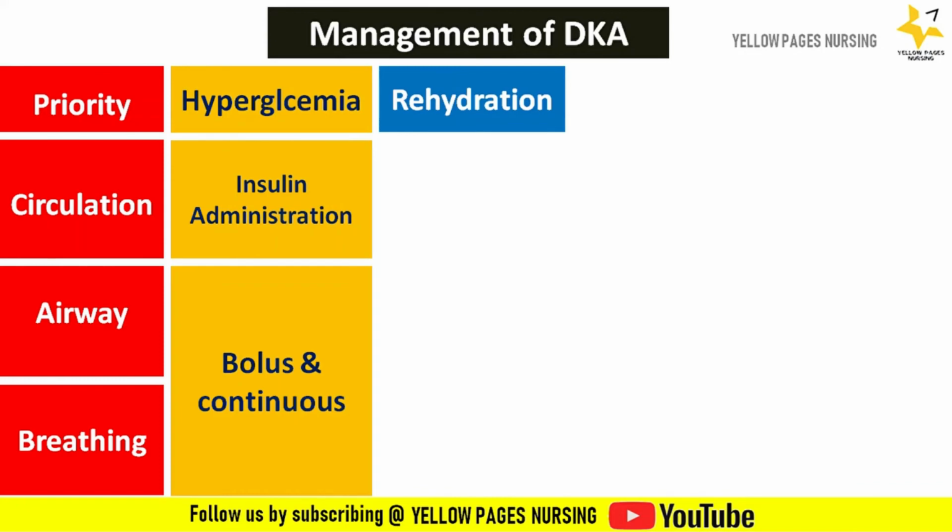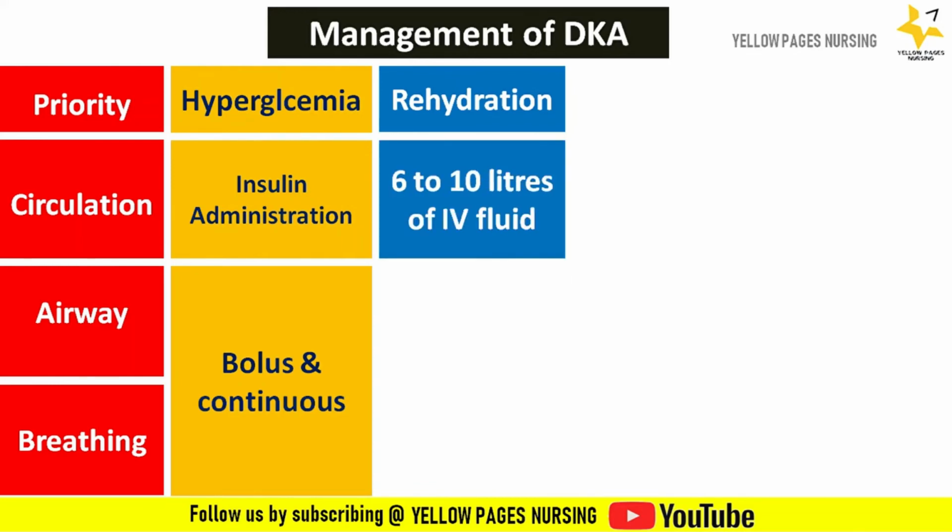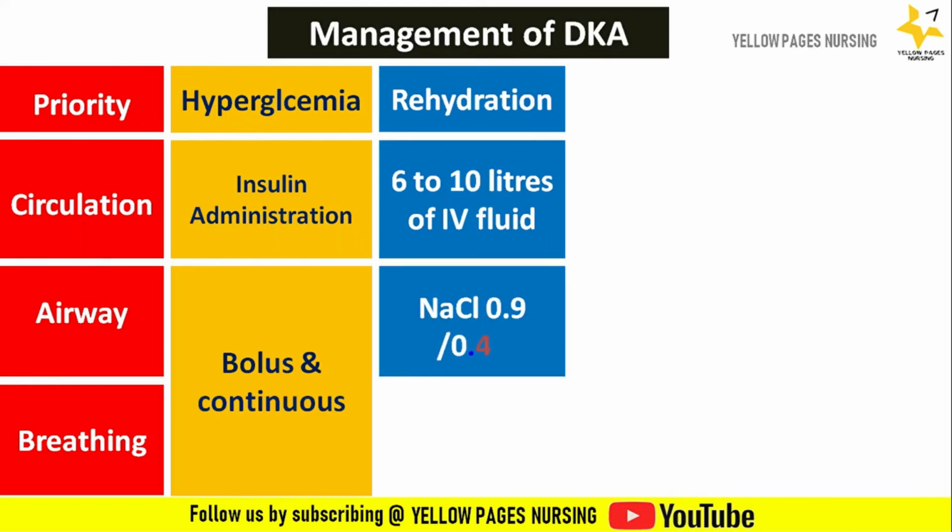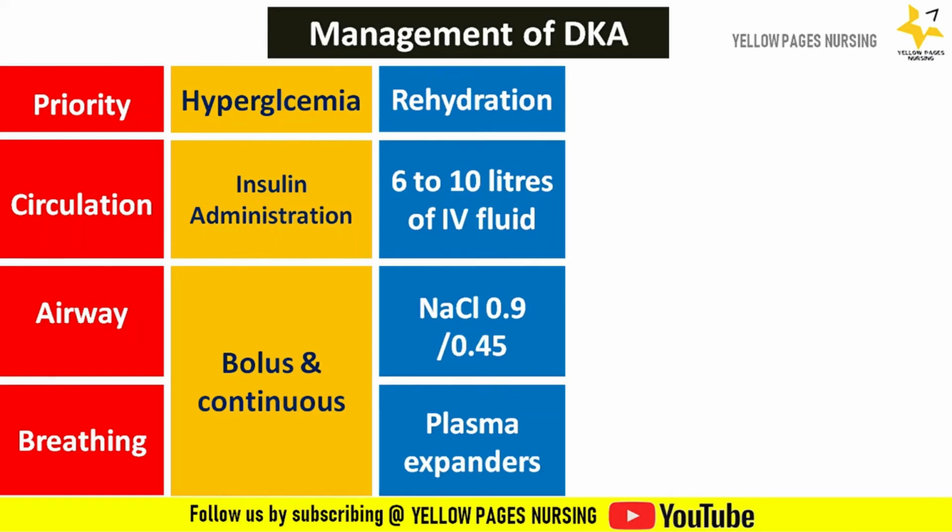The very important and main management is rehydration. Usually, patients may need up to 6 to 10 liters of IV fluid to replace fluid losses caused by polyuria, hyperventilation, diarrhea, and vomiting. Next is an initial bolus of isotonic saline followed by hypotonic saline solution as long as the patient is hemodynamically stable. The examples are sodium chloride 0.9% or 0.45%. Plasma expanders may be necessary to correct severe hypotension that does not respond to IV fluid treatment.